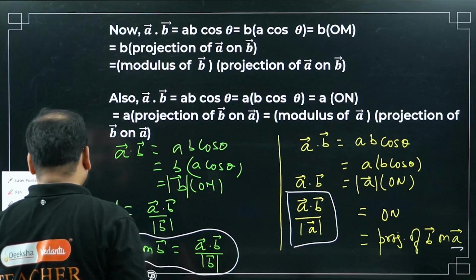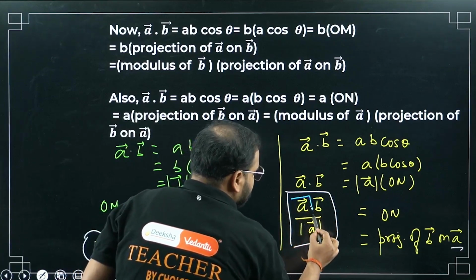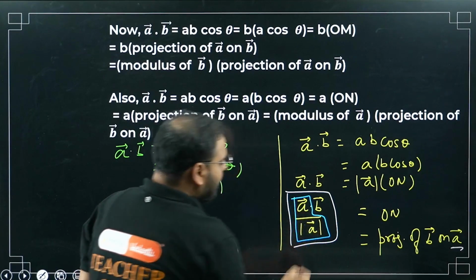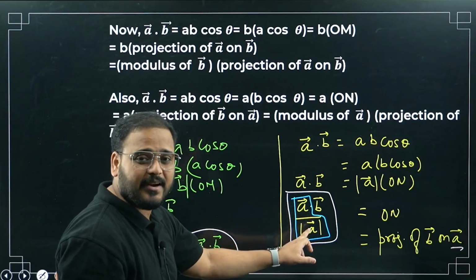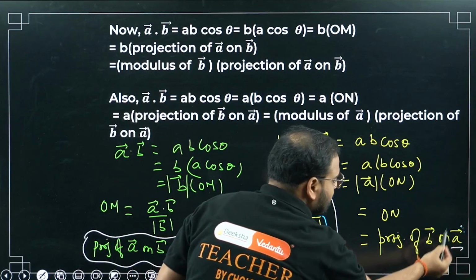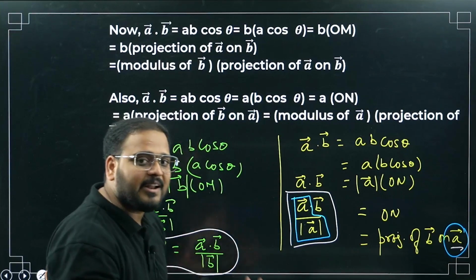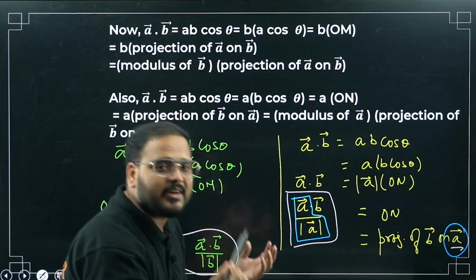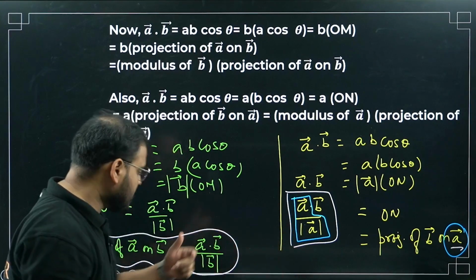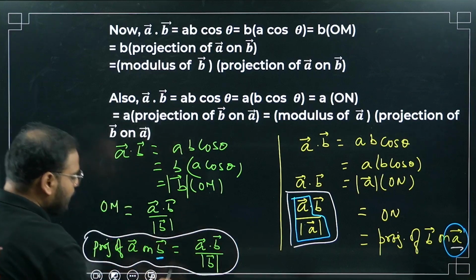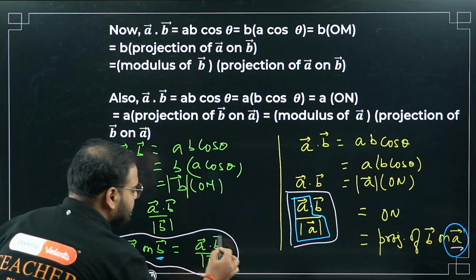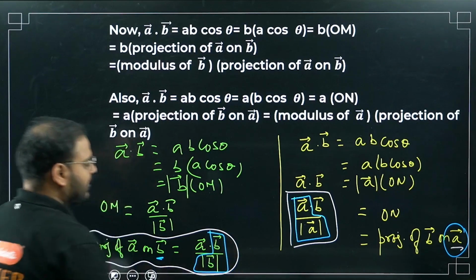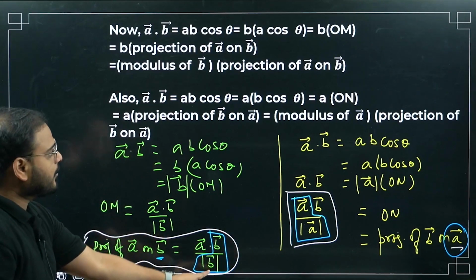Please have a look, only this part. Vector A upon mod or magnitude of vector A. How much is that? That's the unit vector across A, right? So since you're looking for projection across vector A, you have to write the direction sense, the unit vector, for what? Vector A. Now in this particular case, you're looking for projection of vector A across which vector? Vector B. So the unit vector will come for which vector? For vector B, right?